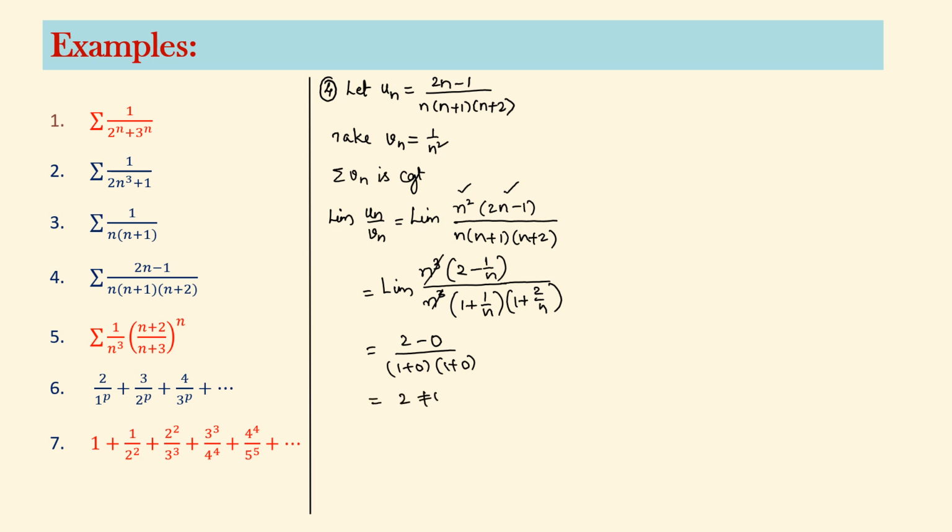Not equal to 0. Therefore, by limit comparison test, both behave alike, both converge, because summation Vn is convergent, given series Un is also convergent. Given series is also convergent.